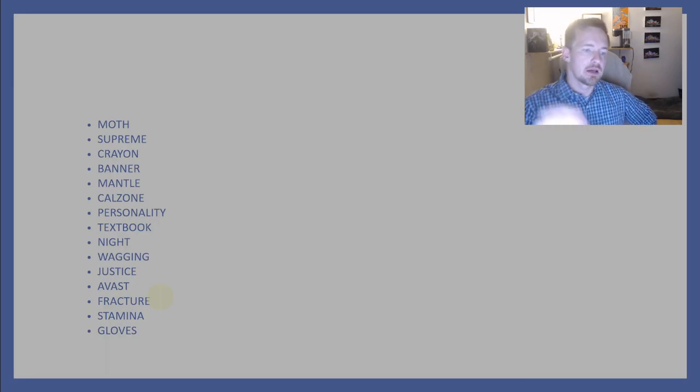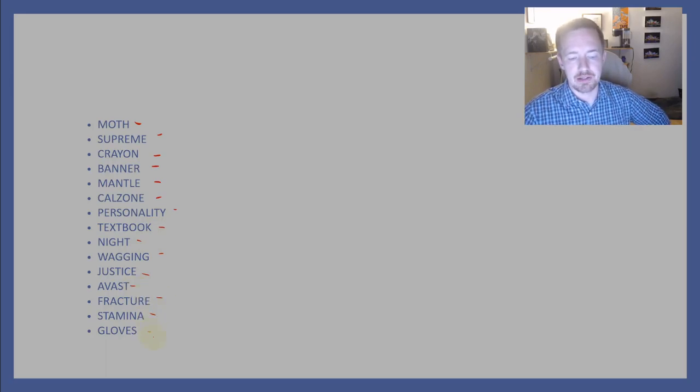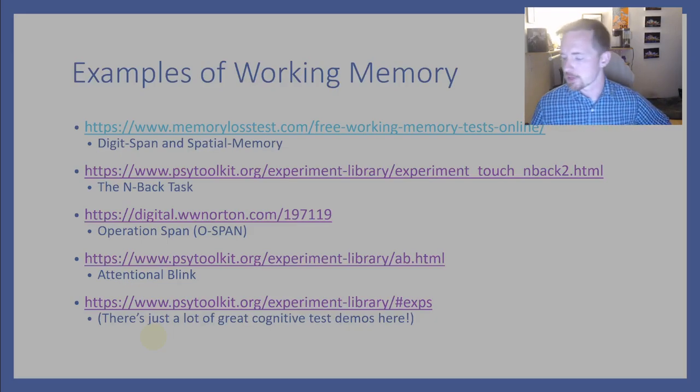One more time. Moth, supreme, crayon, banner, mantle, calzone, personality, textbook, knight, wagging, justice, avast, fracture, stamina, and gloves. Okay, cool. Keep those in mind. I'm going to test you on them in just a little bit.